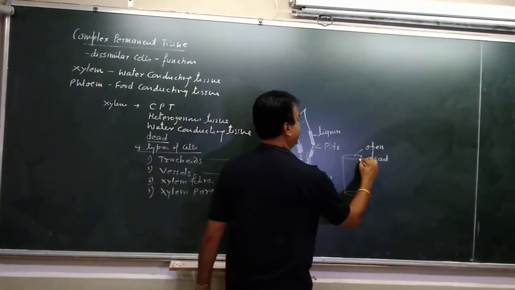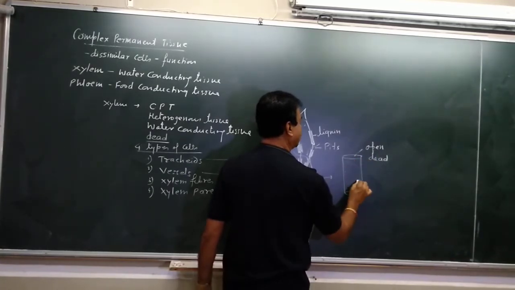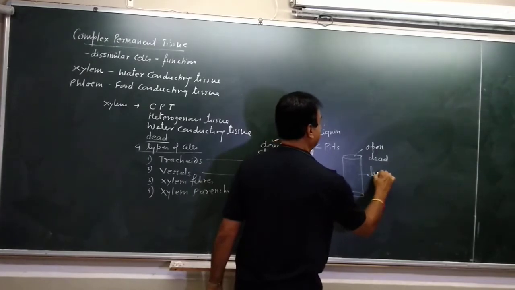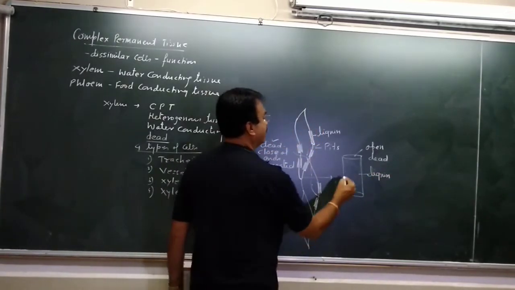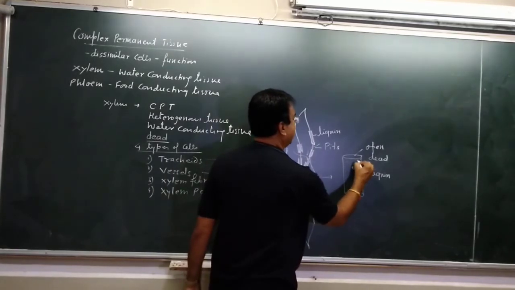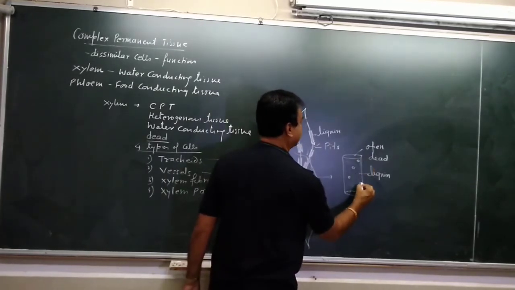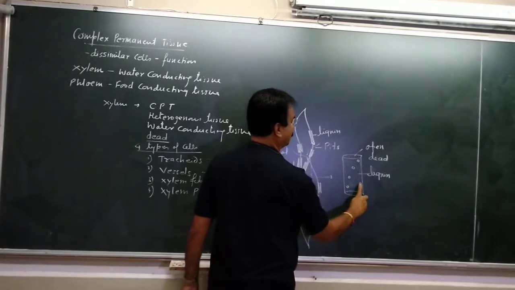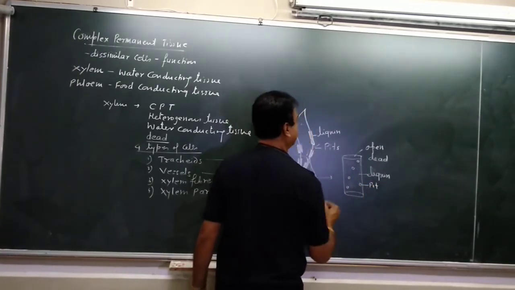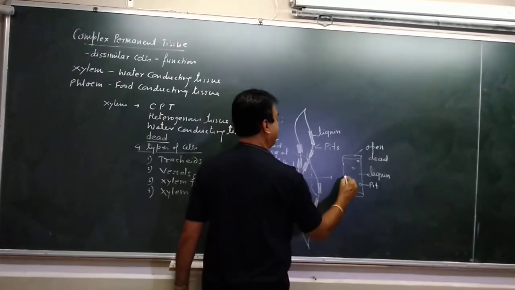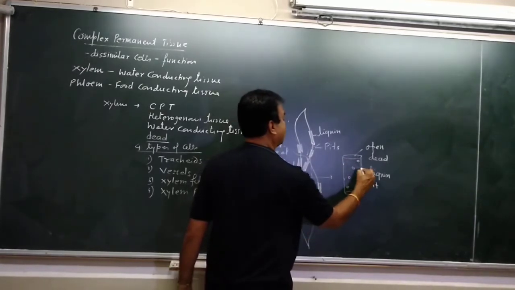The walls are deposited by lignin, and that is also called lignified. At some places the lignin deposition is not there. The portion where the lignin deposition is not there is called a pit. So the pits can be anywhere. So these are the pits.